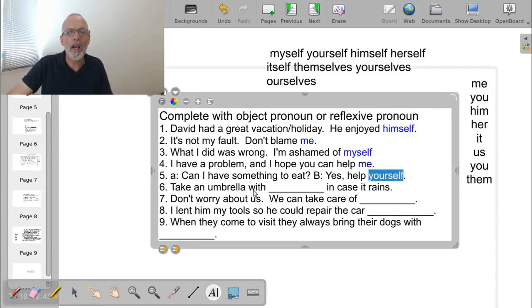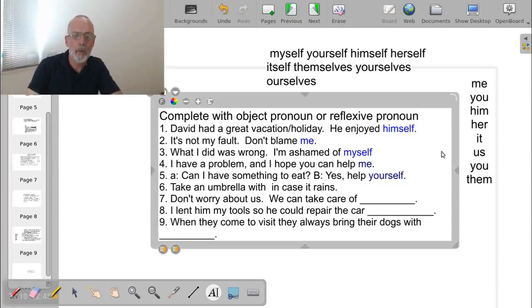So, take an umbrella with in case it rains. Number 5, yourself, says Gloria. Which one are we on? Sorry, number 6. Take an umbrella with you. Jocelyn says yourself. The answer here is you. Take an umbrella with you.